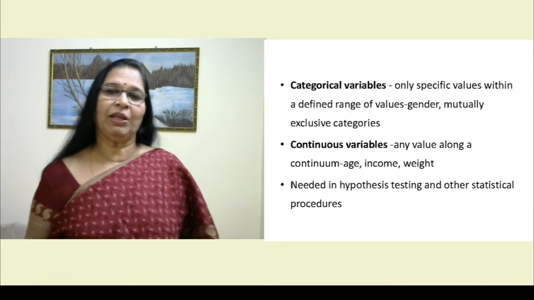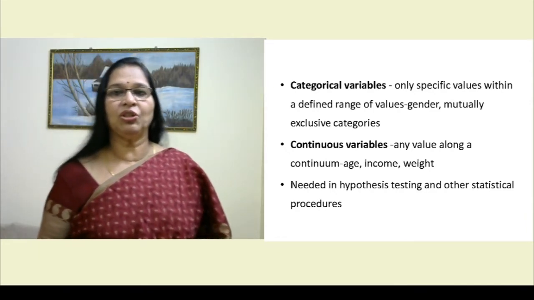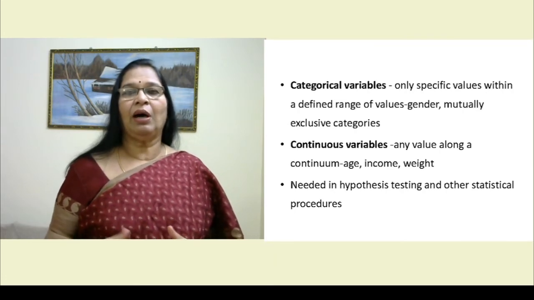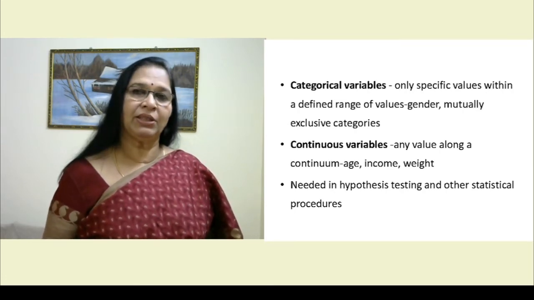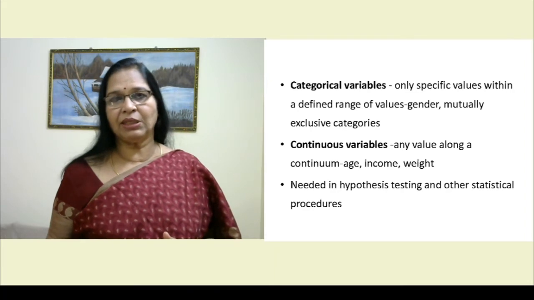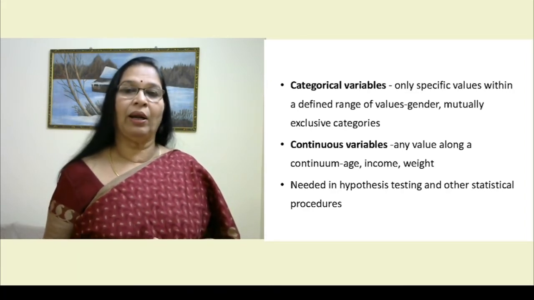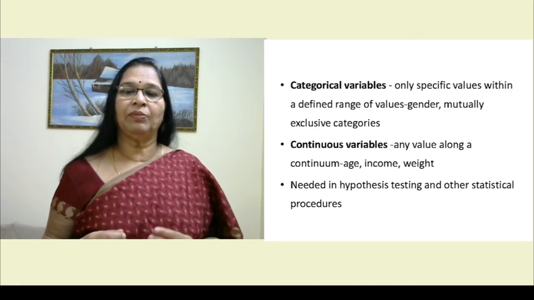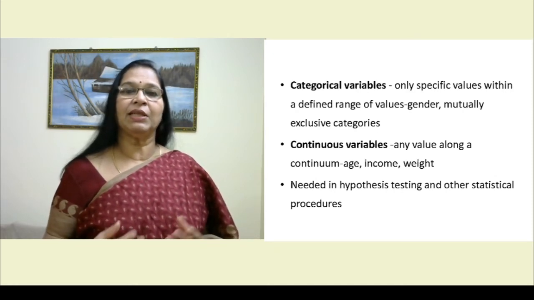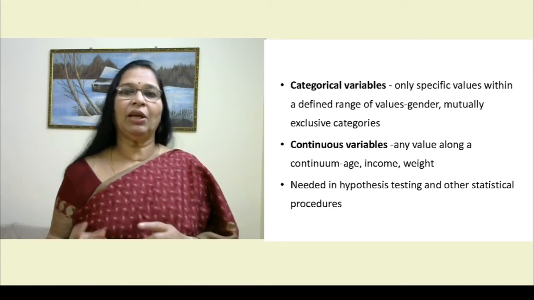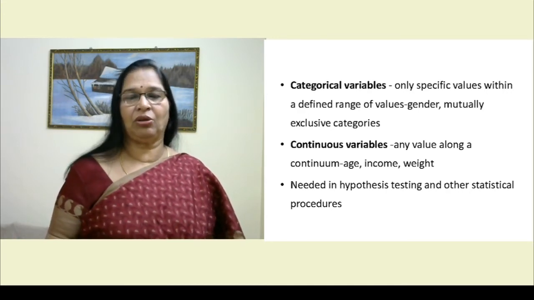Then we also have variables like categorical variables and continuous variables. In the case of categorical variables, these values are mutually exclusive. It could be like gender: male, female, or transgender. In that particular case, the respondent will tick only one. They are mutually exclusive in that sense: married, unmarried, widowed, widower, divorcee. So there only one is possible. That is called a categorical variable.